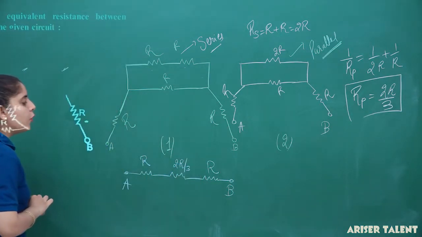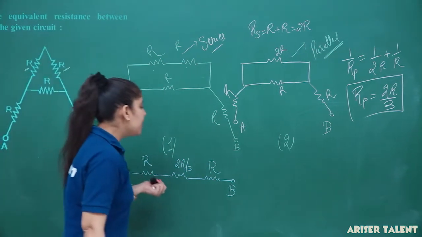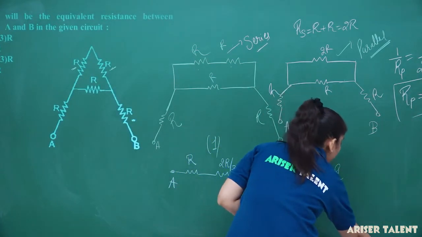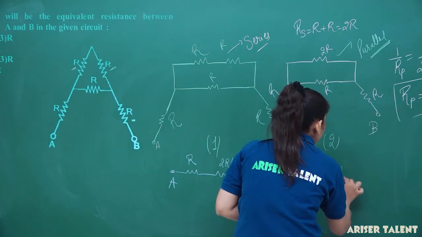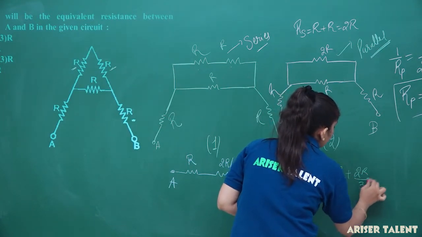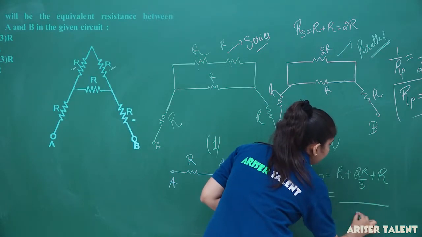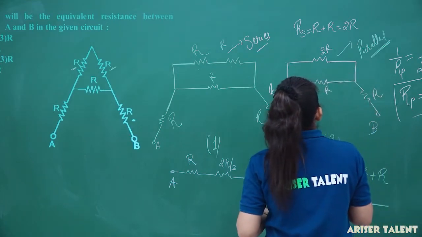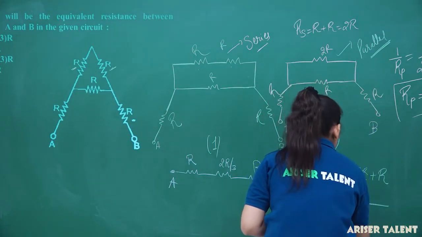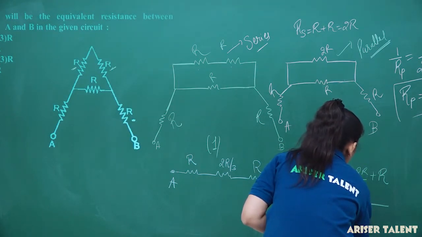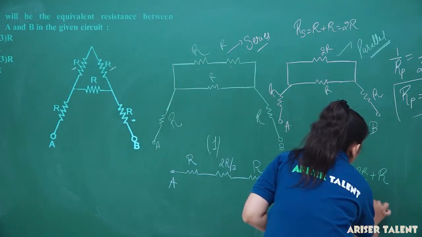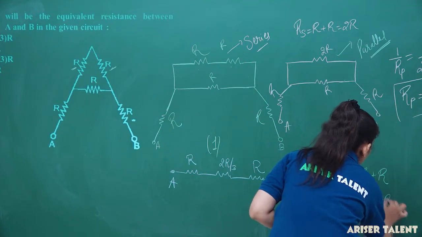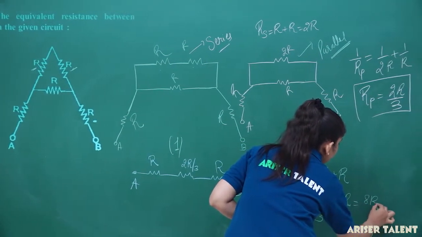Now you can see that if you want to determine the equivalent resistance between A and B, these all are in series. So I can write that RAB equal to R plus 2R by 3 plus R. It will be equal to 3, and this resistance came out to be 3R plus 2R and 3R. So it will be equal to 8R by 3.